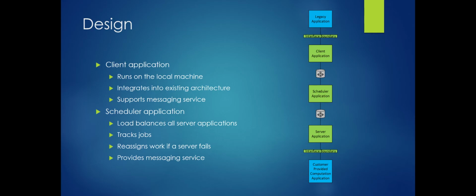Along with this framework, there's a messaging service. The client, scheduler, and server applications all support this messaging service, and that's serving as a means to identify where a job is in the queue or in the process of being computed. Additionally, the scheduler application provides load balancing. So if you have a large number of server applications, that scheduler will break the jobs up and send them out to the servers as applicable. Additionally, should a server disconnect while computing, the scheduler can reassign those jobs to a different batch of servers or server.